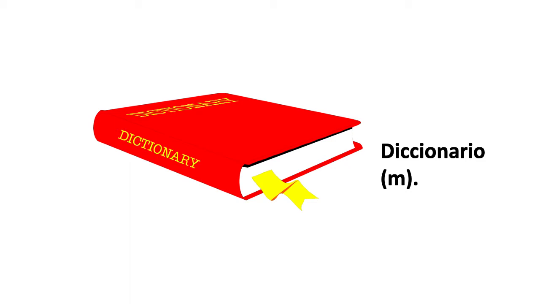Diccionario. Diccionario. Notice what happens here with the double C, right? This word has a double C. The first C has the hard sound. The second C has the soft sound, S. Diccionario. This always happens with double C's in Spanish. Diccionario. Practice that pronunciation, please. Diccionario. And of course we know what it means. It means dictionary. Siguiente palabra.